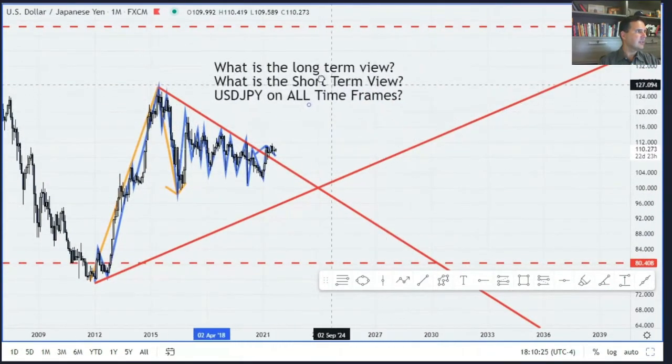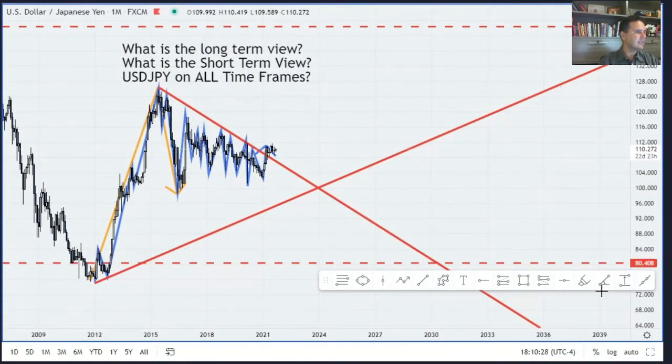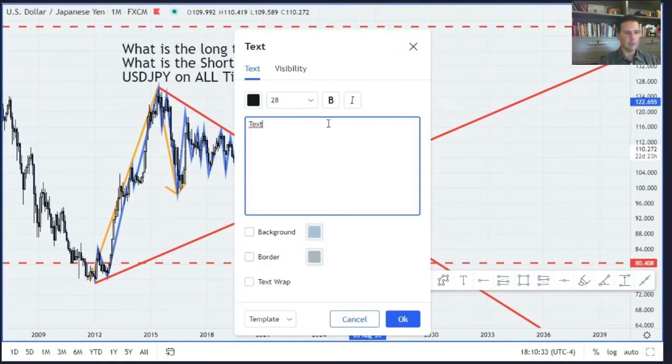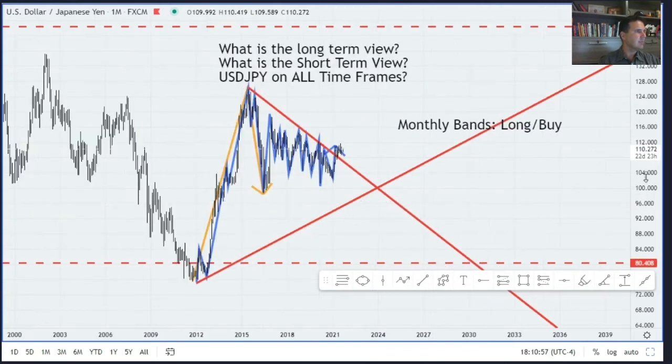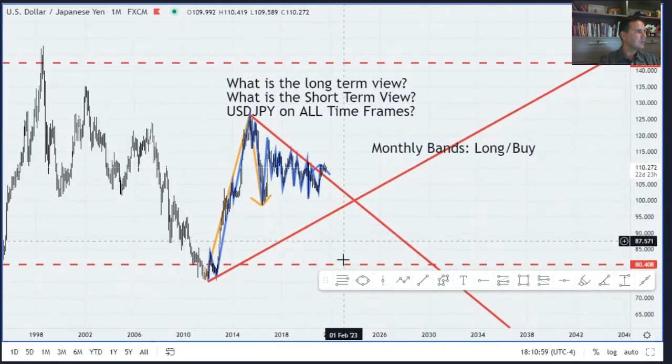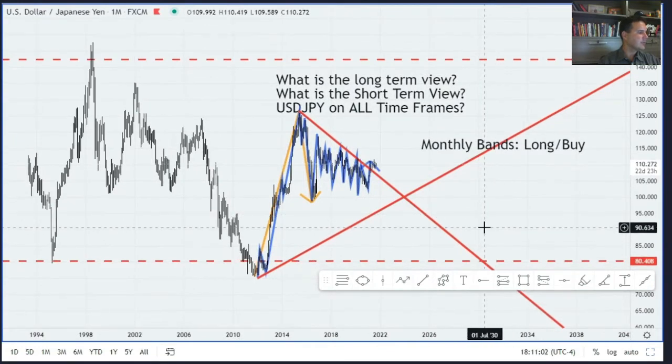Monthly bands are the long-term view, the long-term bias. And this is the analysis you should be able to produce, everybody. So monthly bands, the long-term view is long slash buy, right? Because the rules are clear, everybody. The monthly bias, the long-term view, comes from where the market hit the monthly bands last time.